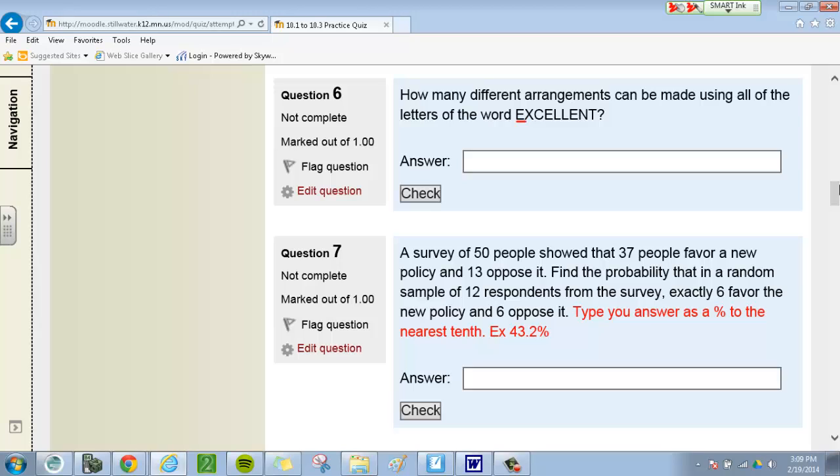It's just excellent. Okay, first step right now. If, let's say, every letter was different, how many ways can you arrange it? Well, you can arrange it the number of letters factorial. So let's just count that up: 1, 2, 3, 4, 5, 6, 7, 8, 9. 9 factorial ways to arrange it.